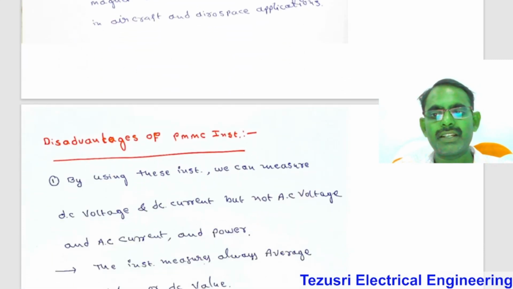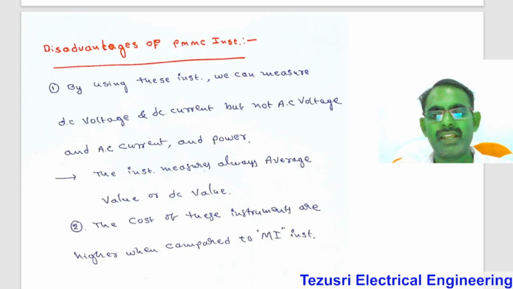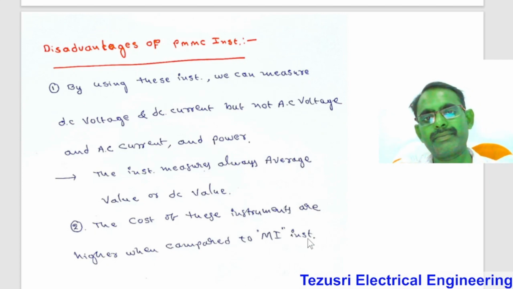And also some disadvantages are there. By using these instruments, we can measure DC quantities only, DC voltage and DC current, but they can never be used for AC voltage and AC current. And also they can never be used for power measurement. The instrument always measures the average value of the measured quantities. It is a disadvantage. And the next one, the cost of these instruments is higher when compared with moving iron type instruments.